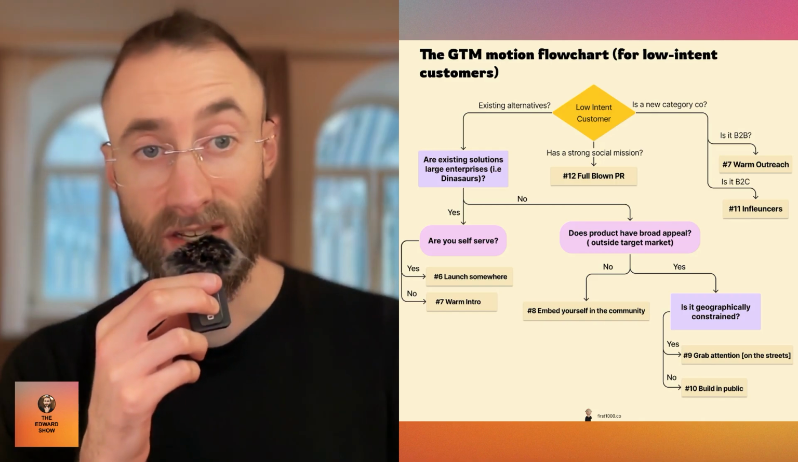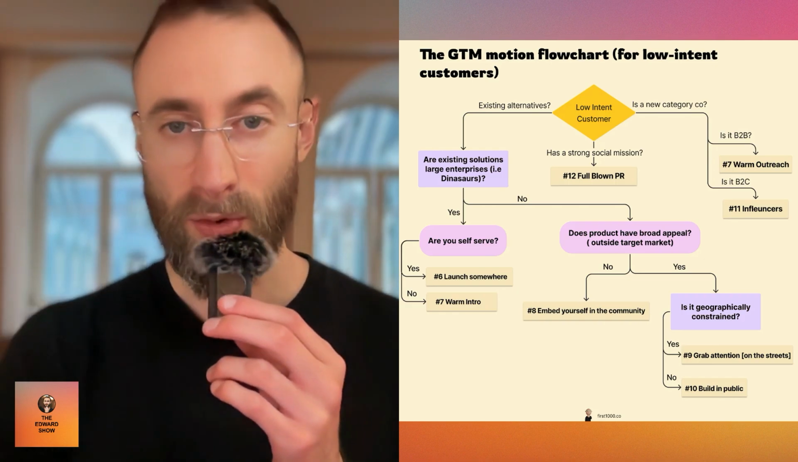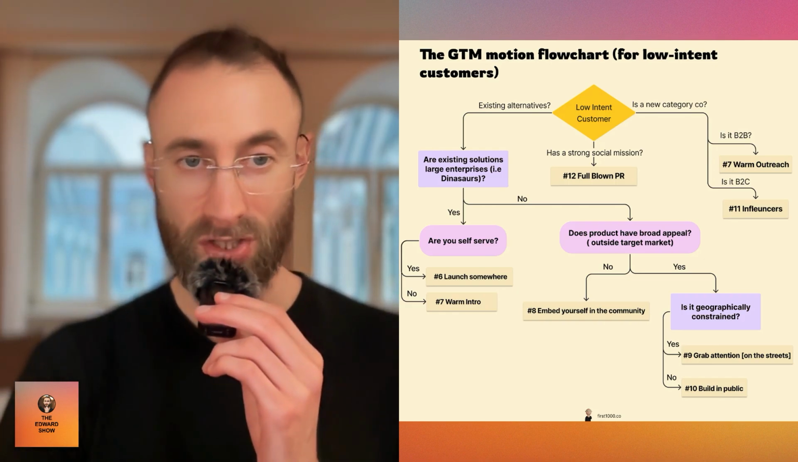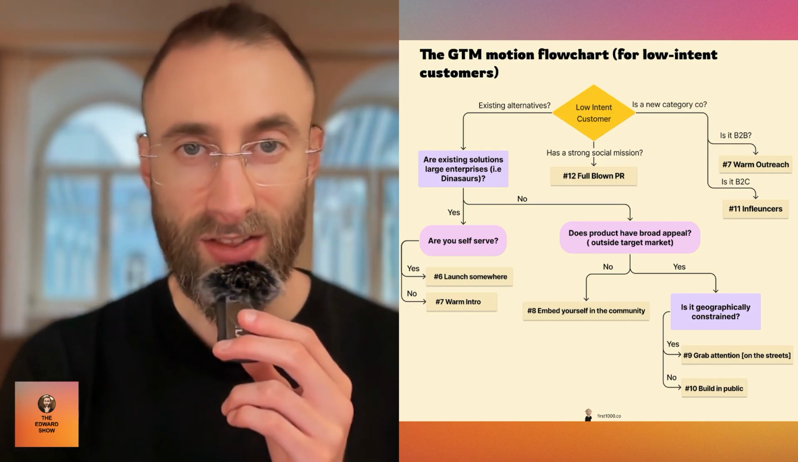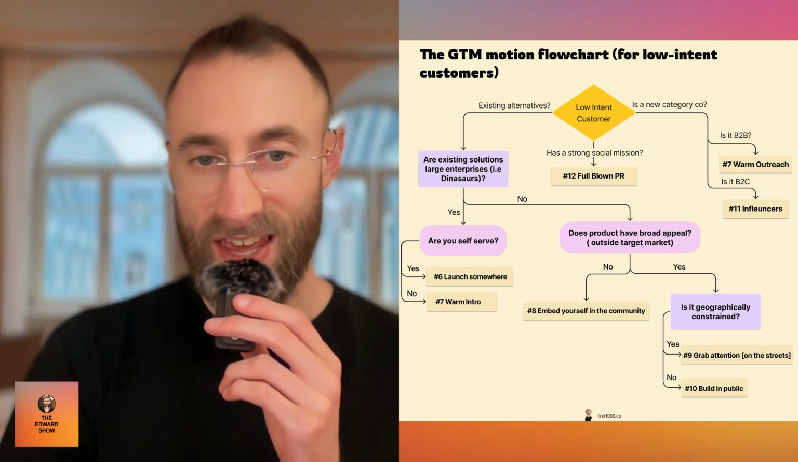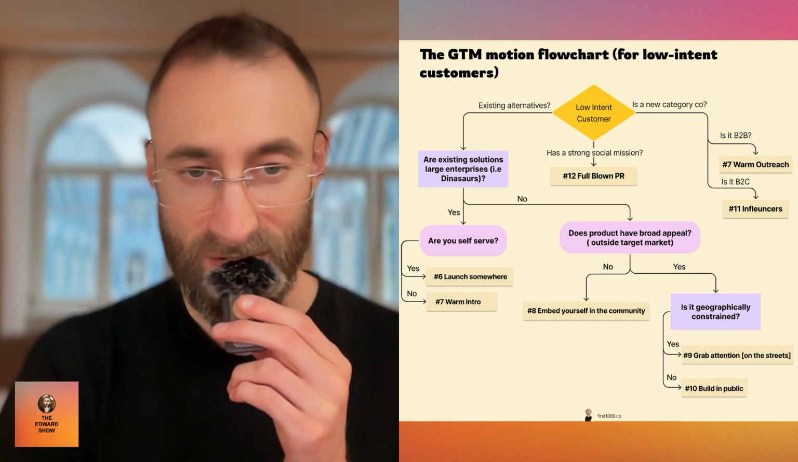And then the final one is full-blown PR. This is ideal for low-intent customers for products with a strong social mission. We have Telegram and Hey as examples. And I've talked about Hey on the program before. The Hey email client launched with a full manifesto that stood for user privacy and control.